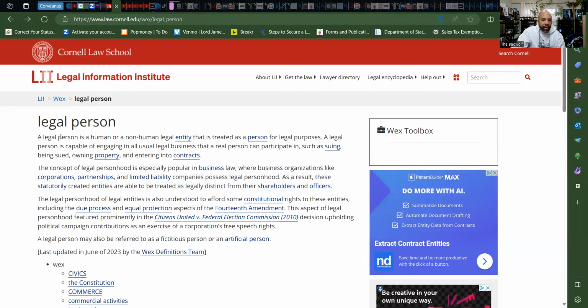A legal person, meaning an entity that has been created, is a human or non-human entity. So let's see what they say about entity here, because they're saying a legal person is a human or non-human legal entity. So either way, they're still saying that it's still a legal entity. You're either a human legal entity or you're a non-human legal entity. So let's see what entity means.